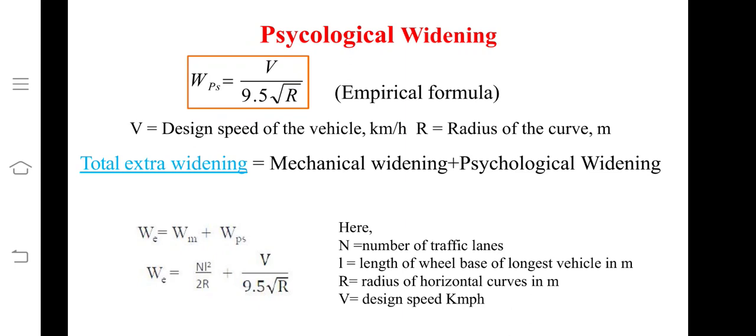So as we know, the total extra widening is equal to WM plus WPS. If I substitute the formulas, I'll get WE is equal to NL square upon 2R plus V upon 9.5 under root R, where N is the number of traffic lanes, L is the length of wheelbase which is equal to 6 meters, R is the radius of horizontal curve, and V is the design speed in kmph.